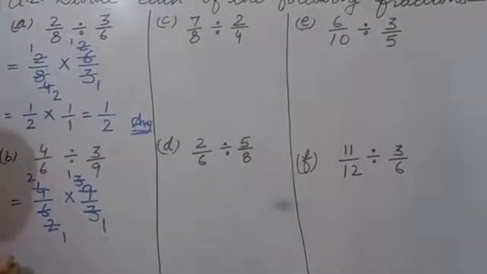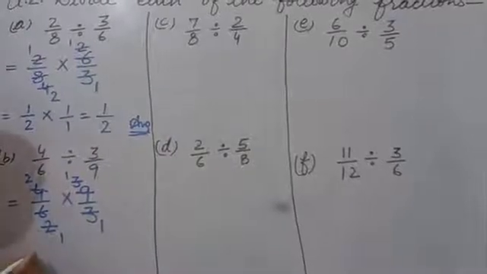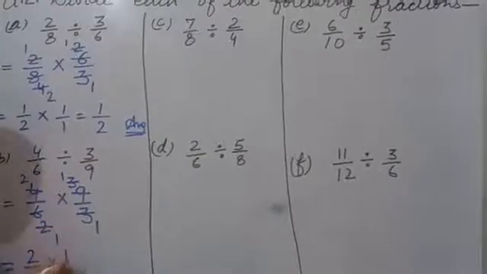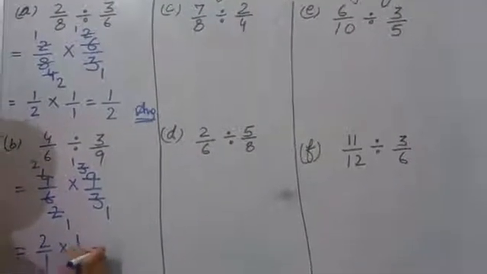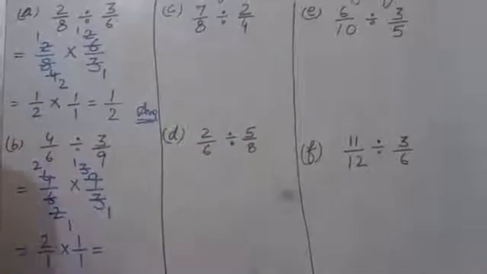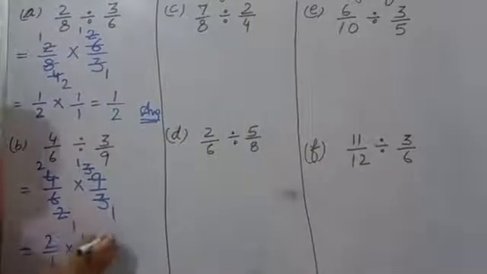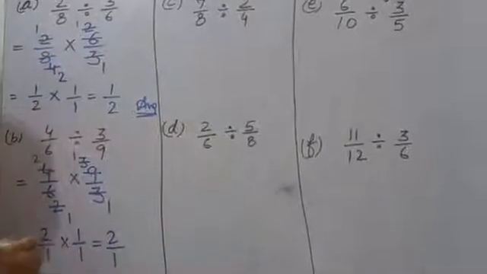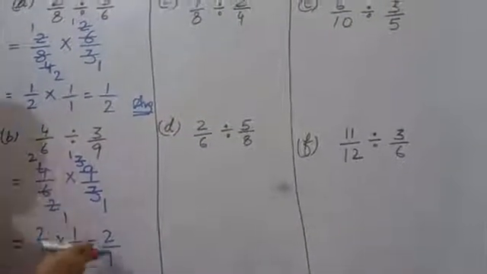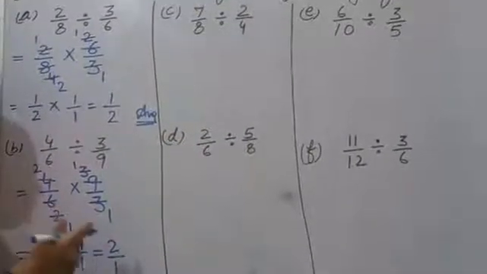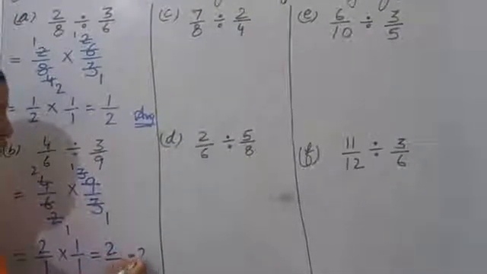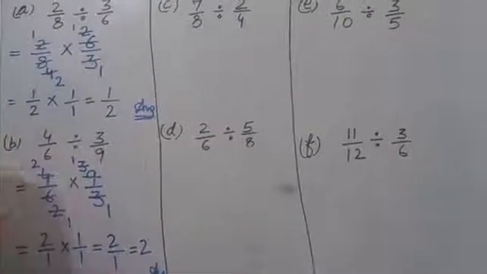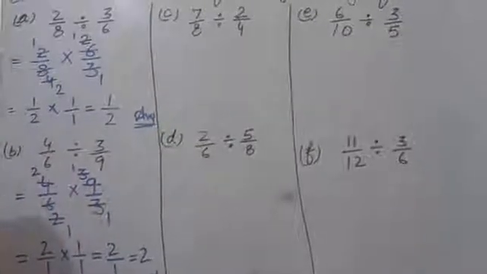Okay. Now from here what is left? 2 upon 1. Multiply by, from here 1 upon 1. Now numerator multiply by numerator and denominator multiply by denominator. So 2 ones are 2 and 1 ones are 1. That's 2 upon 1. Now what will we do? There is denominator 1, so we can write only numerator. So that's equals to 2 and 2 is your answer. Okay. So like this you have to do. It's B part. Now it's a C part.